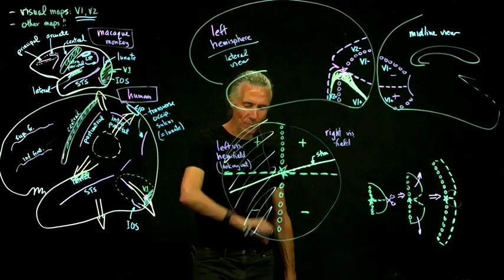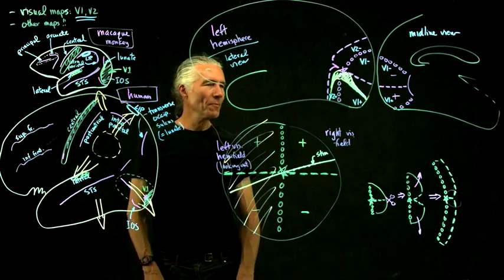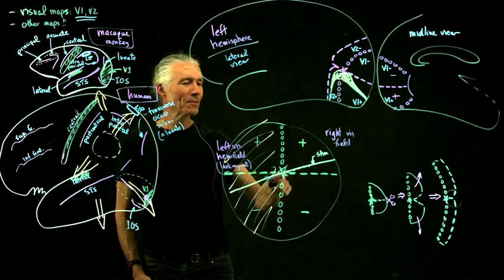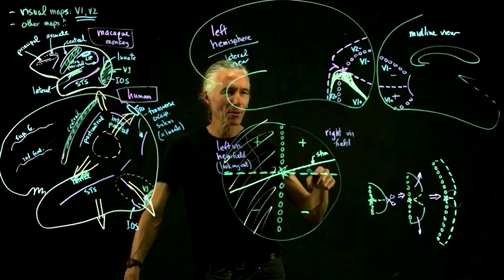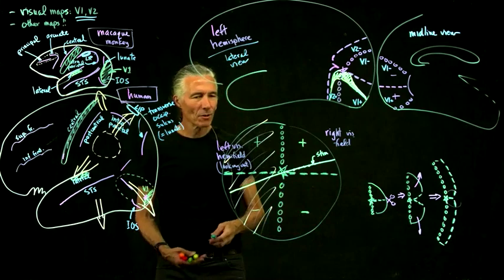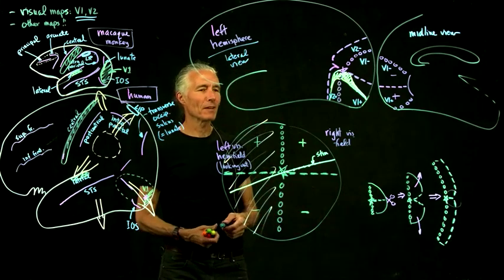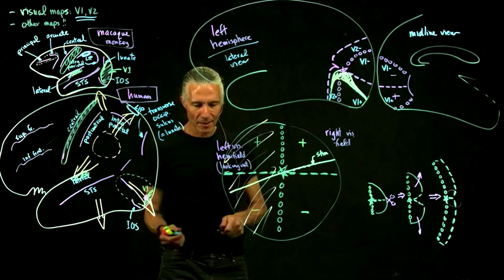Okay, so that was a very simple one. What if we cross the... So this was a simple one because we didn't cross the horizontal meridian. But if we cross the horizontal meridian, well, then more things are going to happen. And so let's take another example.